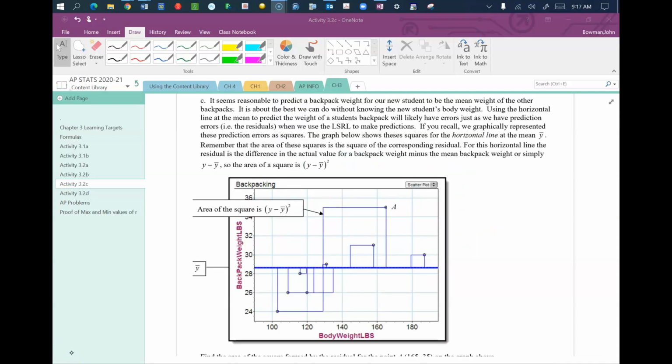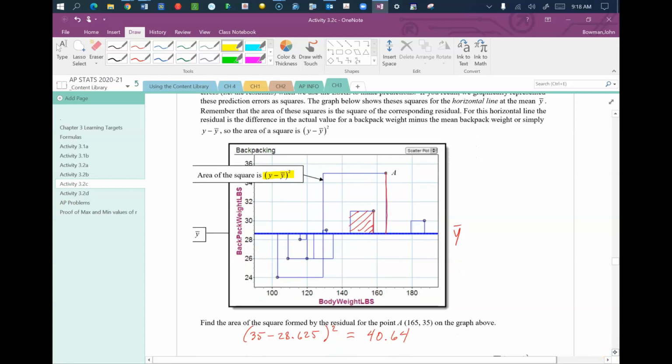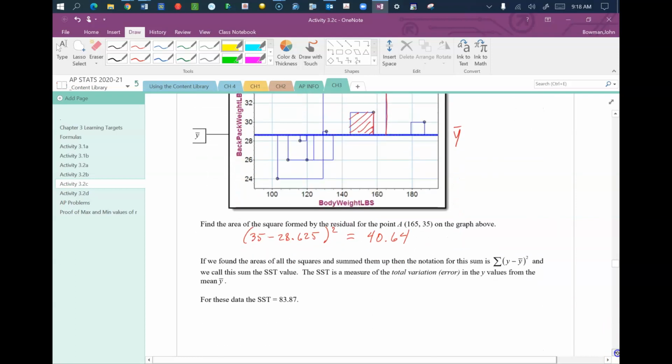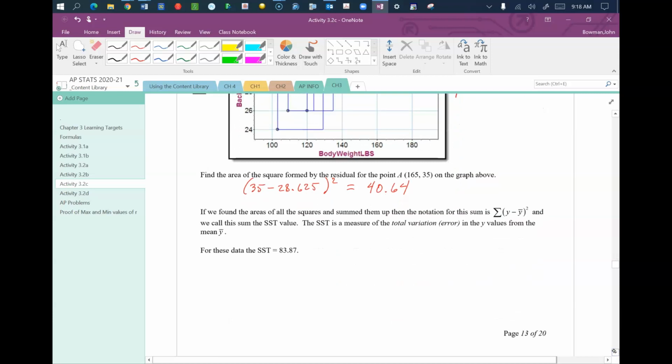All right, so if you take a look at the diagram on the next page, again we have Y bar drawn in and all of the deviations from the mean squared, which are represented by the areas of all these squares. If you were to go through and find all those deviations squared, the actual Y value minus the average Y value, and then square them and add them up, what you would find is that for this particular example, they sum up to what we call the sum of the squares of the total deviations, which is 83.87.